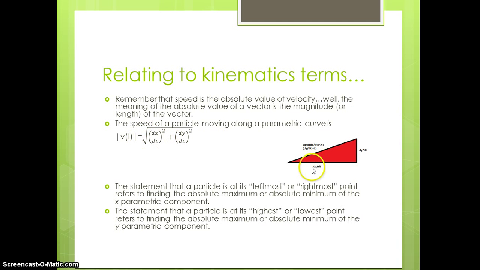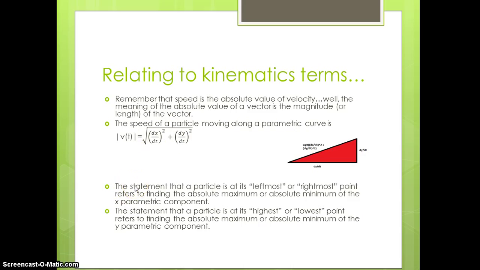All right, and I have a little triangle to demonstrate why and how this relates to the distance formula. In our triangle, dx/dt represents one leg of the triangle, and dy/dt represents a second leg of the triangle. And so the length of the vector that connects the starting point to our ending point would be the square root of (dx/dt) squared plus (dy/dt) squared.